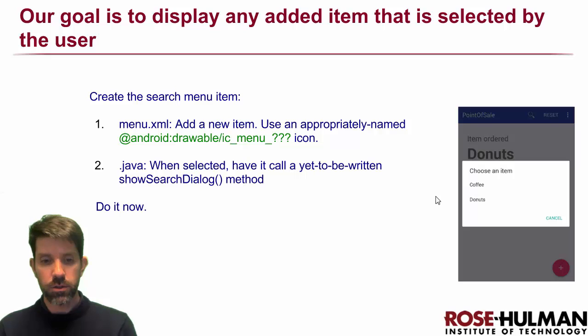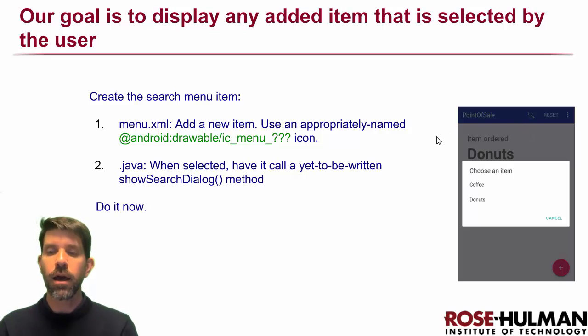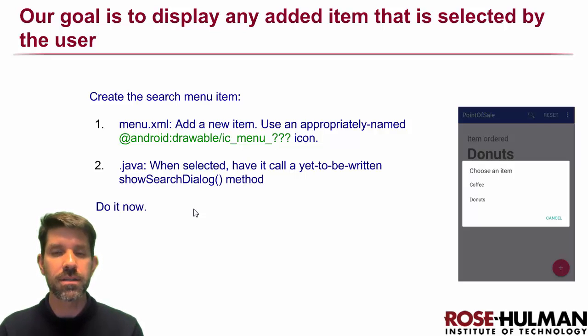All right, so what we want to do is to display any item that the user selects here. So we want to make it so that we have a search menu item up here. So I'm going to have you do that. You'll have to go find a menu icon for that. Again, it's Android drawable, and then there's an icon in the menu, and there'll be something that's appropriately named for search. Hint, hint. And then in your Java code, go into your options item selected, and have it call a show search dialog. And I'd like you to do it now, even though you just saw that it's on the next slide. This would be good practice for you, right? So really do it, and I'll come back in a minute and we can compare notes.